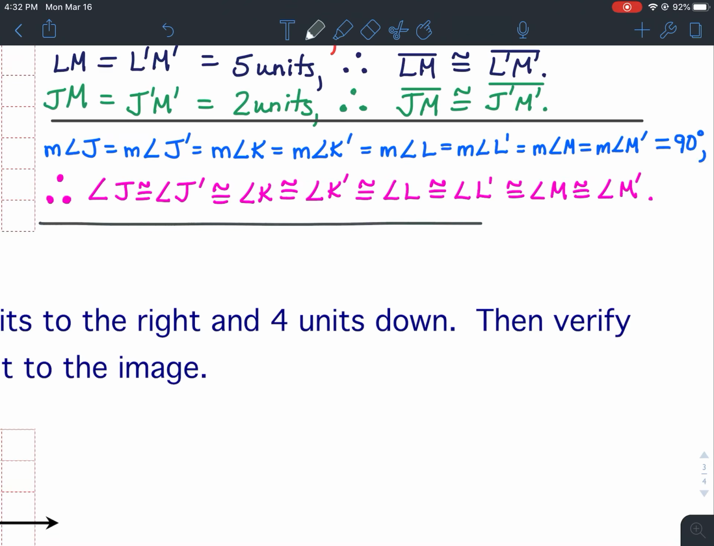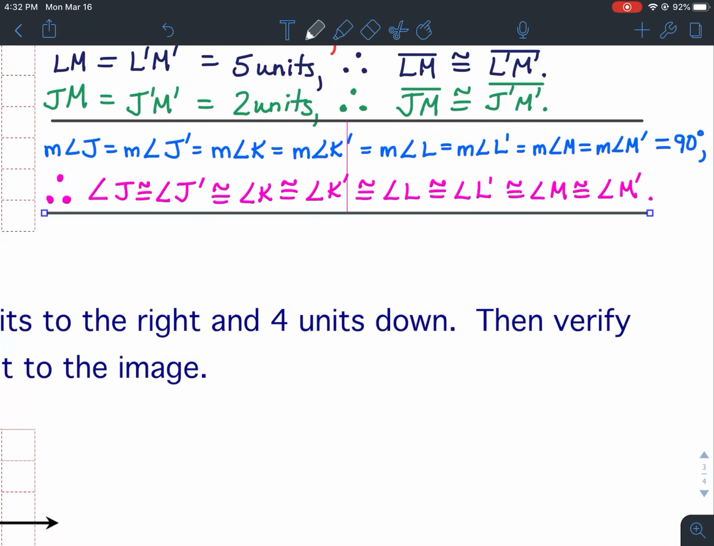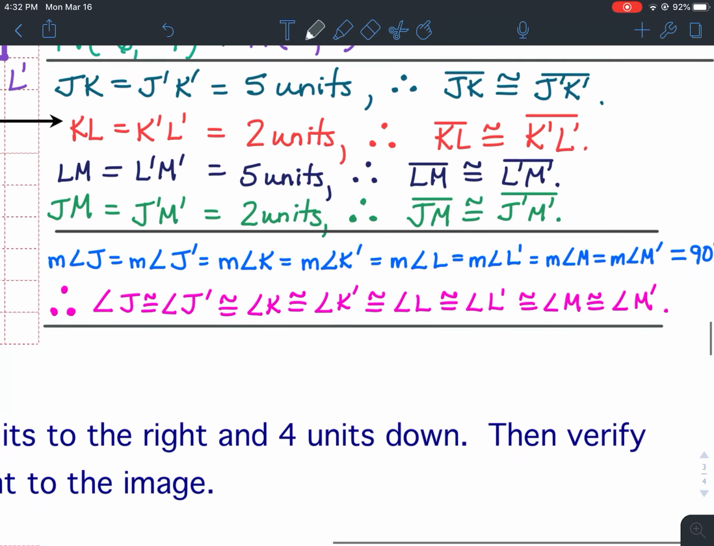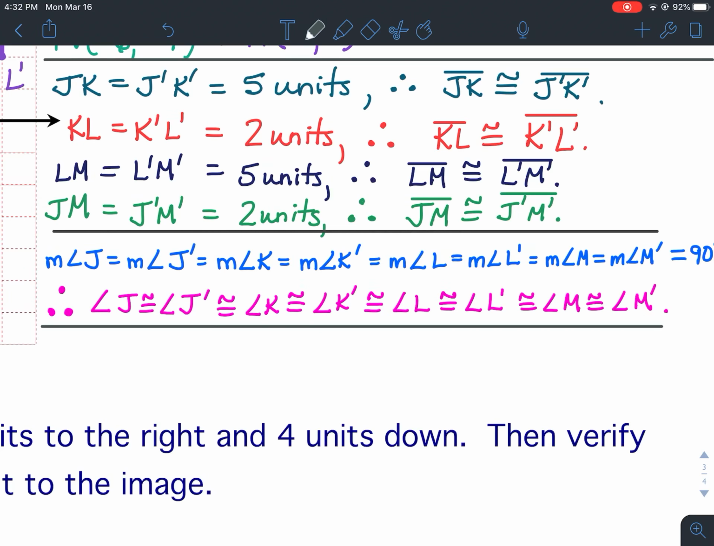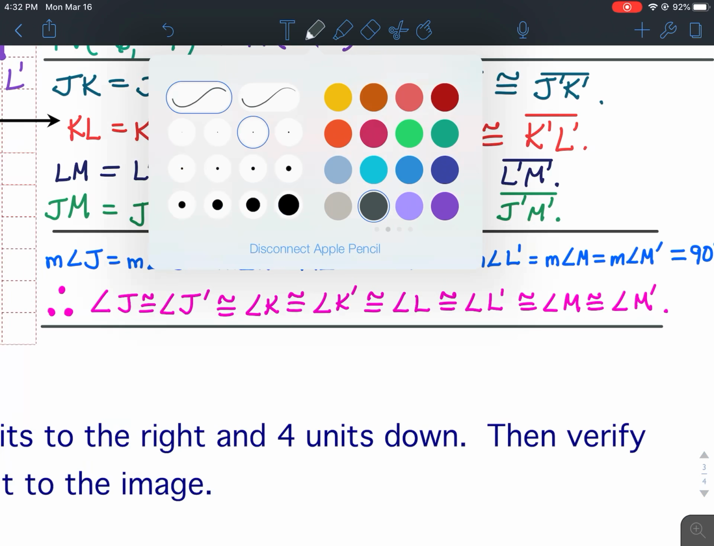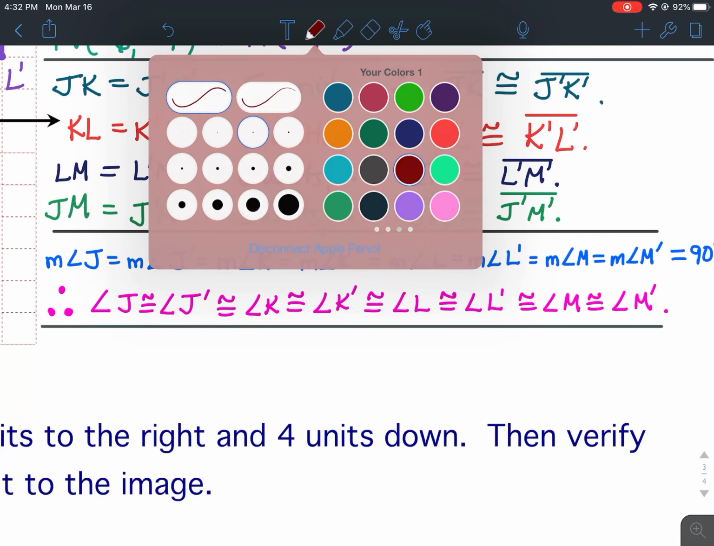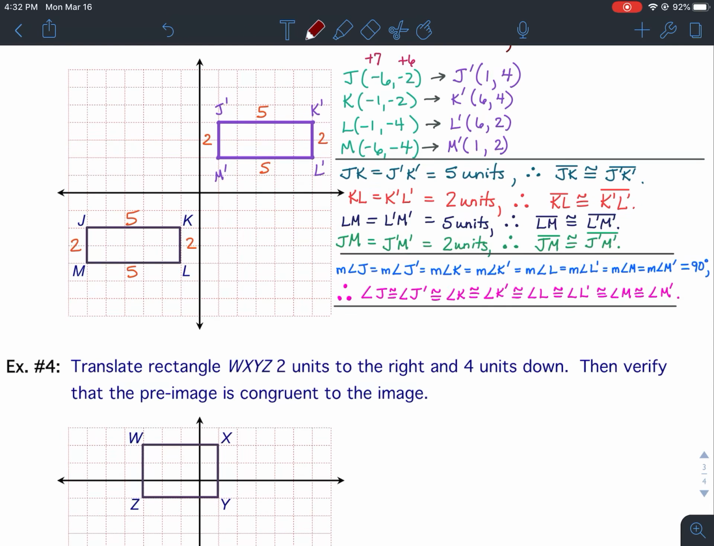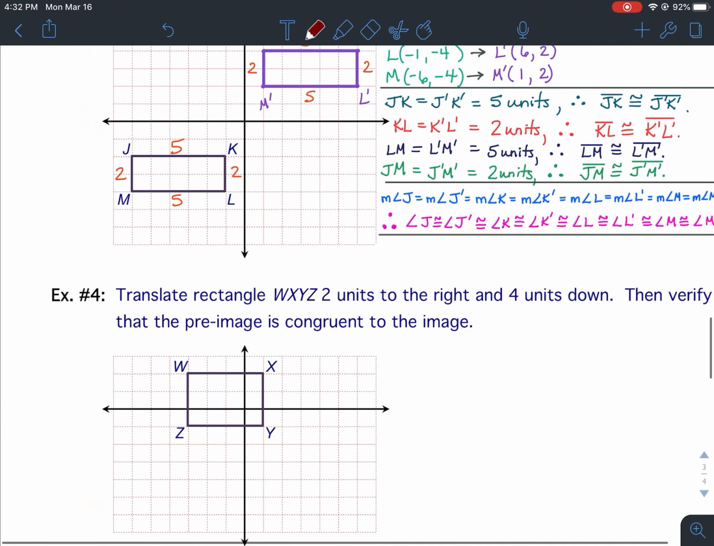Well, what we did there was we proved that all the corresponding angles were congruent. So up here, all the corresponding sides are congruent. Down below, all the corresponding angles are congruent. So therefore, all corresponding parts are congruent. Now remember, you're not going to have to do this for every problem, but you do need to understand to verify that they're congruent. This is what you'd have to do. Prove that all corresponding parts are congruent.